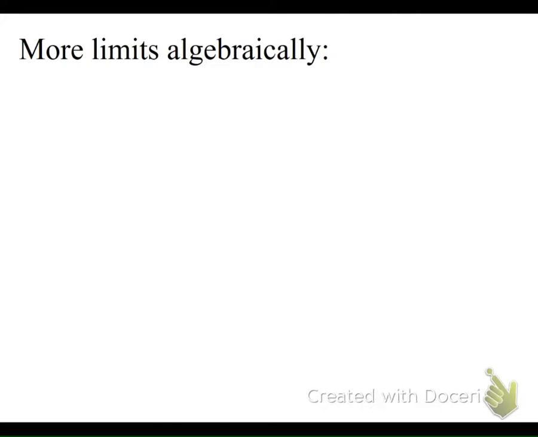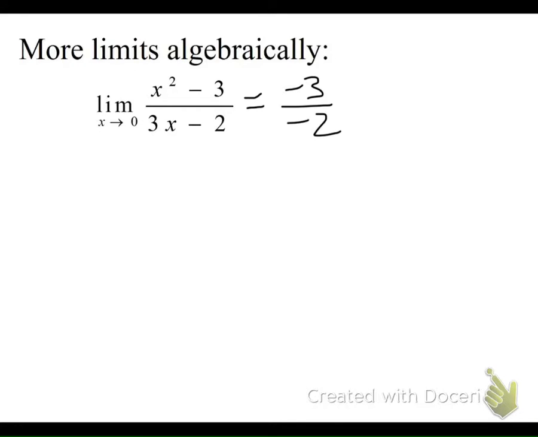Okay, so from scratch, how about this guy? First approach, just try to plug this in. If I can plug in an x of 0, then that's it. That's the value of my limit. So for this one, there's no problem. I can plug in 0. And if I plug in 0, I get negative 3 over negative 2. So the value of this limit is 3/2.